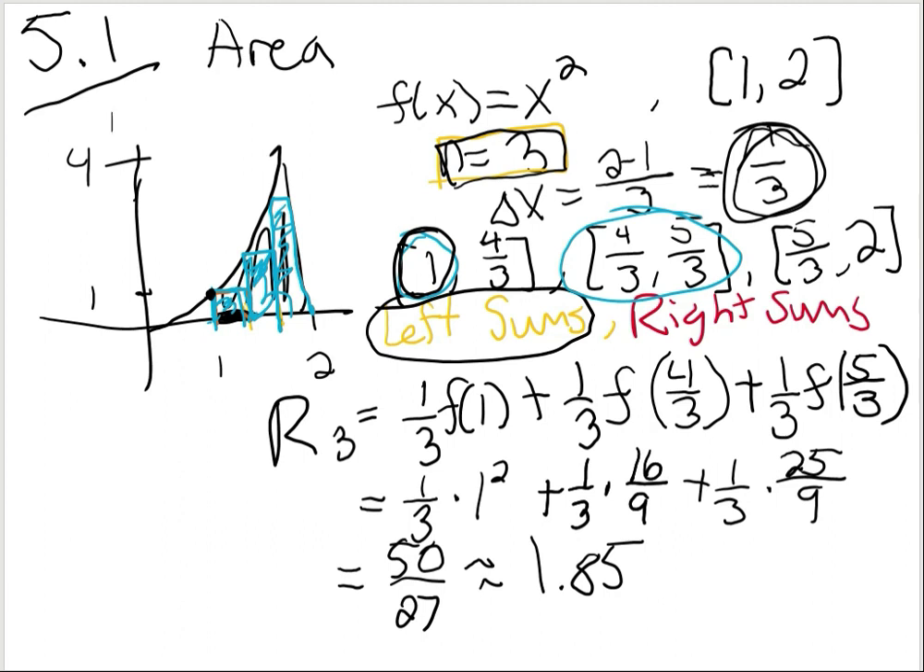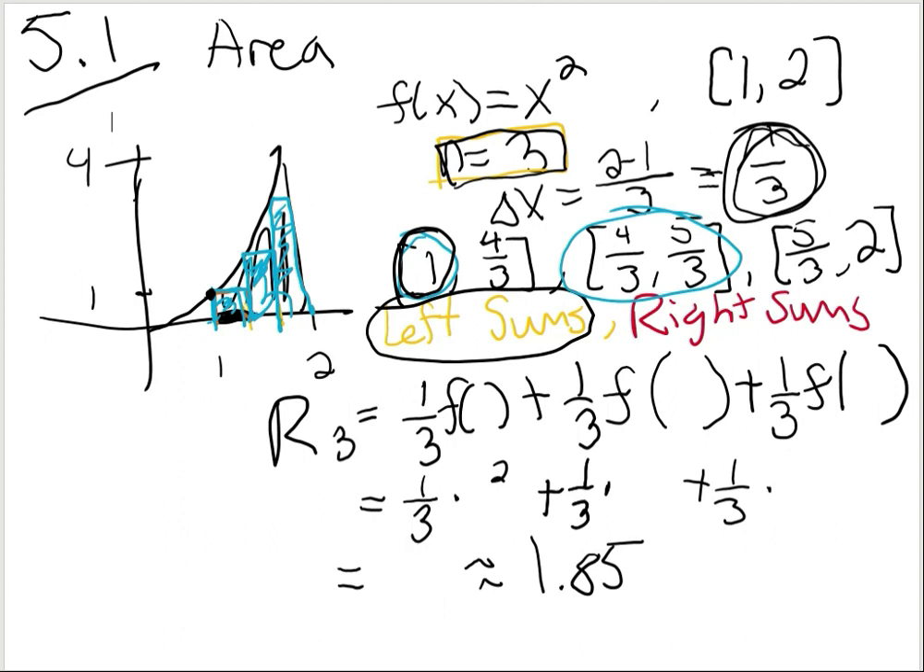Well, my widths don't change, but now instead of picking the left endpoints to put in for the length, I'm going to pick the right endpoints. If you notice from what I've drawn in the picture, it looks like that's going to be an over approximation.